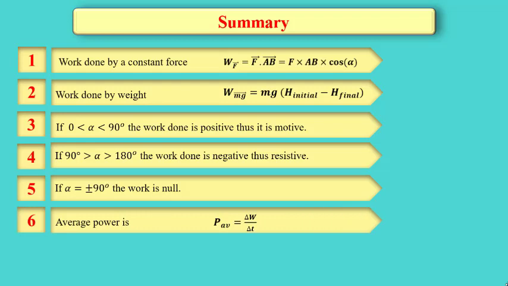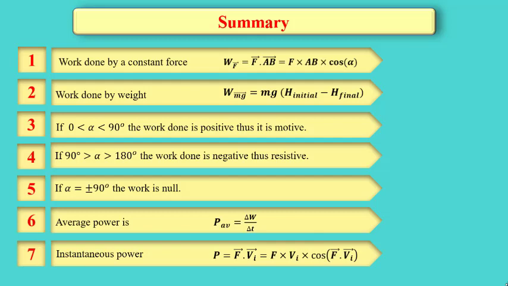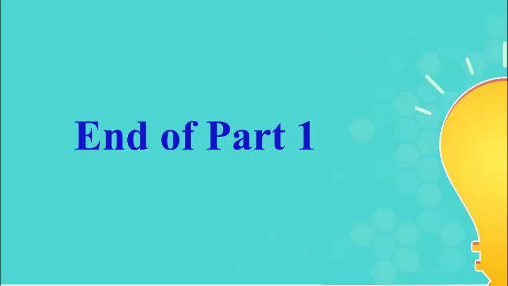The average power is delta W by delta T. And finally, the instantaneous power is F times v times cosine the angle between F vector and v vector. This is the end of the first part.